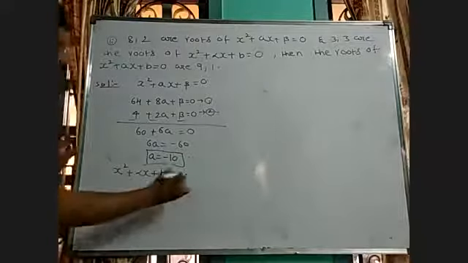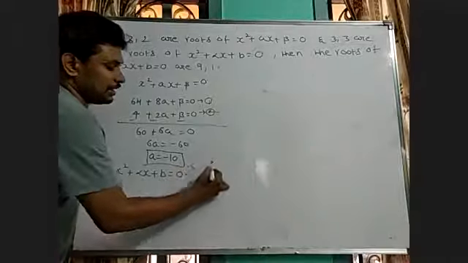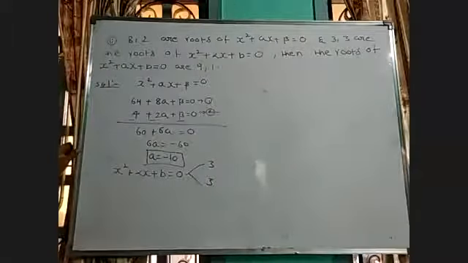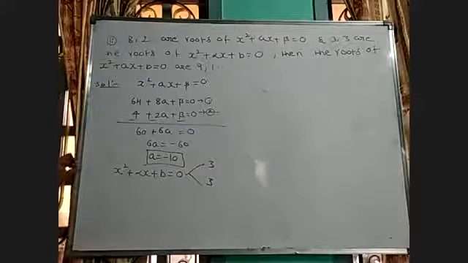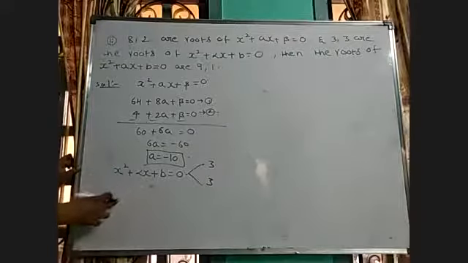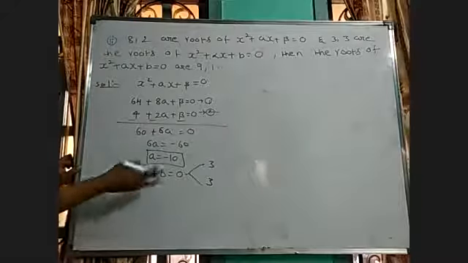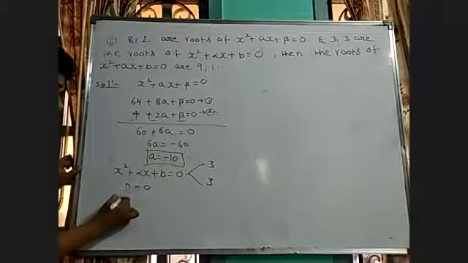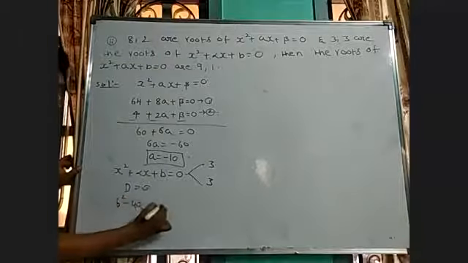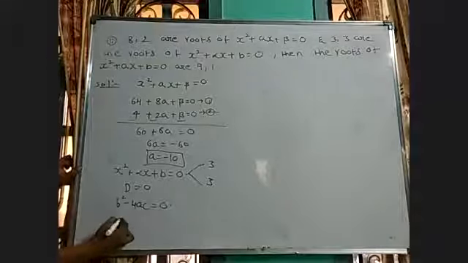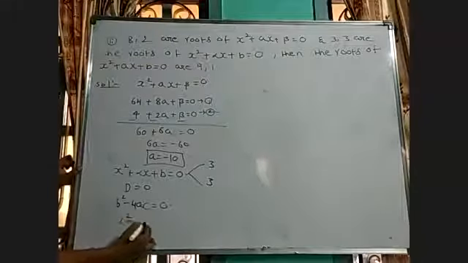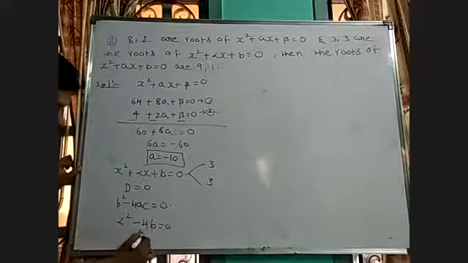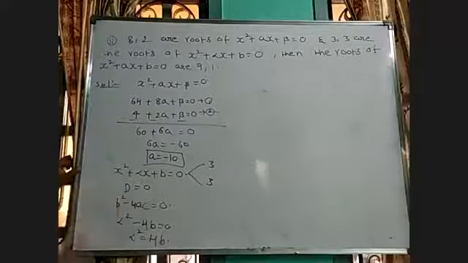Next, for this, what do they give? 3 and 3 are the roots of x square plus alpha x plus b is equal to 0. If you substitute them in this equation, equal roots means what we get? Discriminant equals 0. Means b square minus 4ac is equal to 0. From this, what do we write? Alpha square minus 4 into b equals 0. Alpha square is equal to 4b, we are writing.